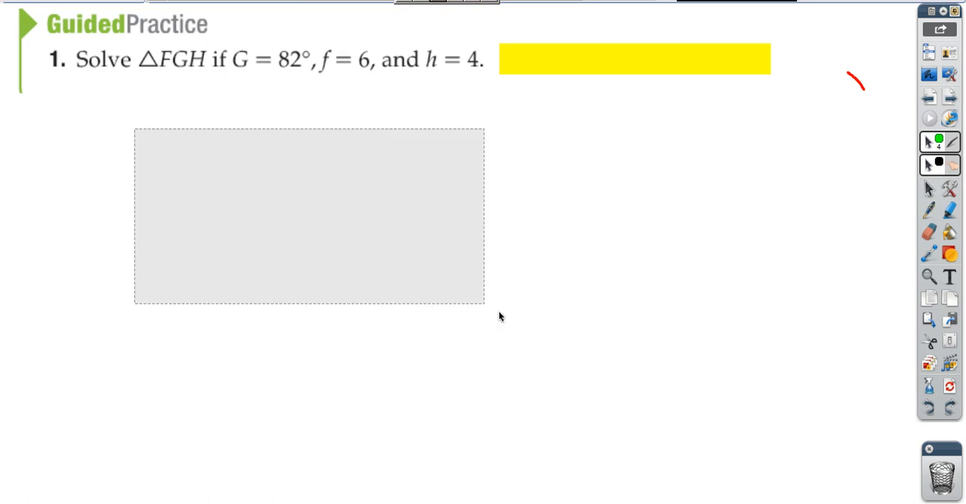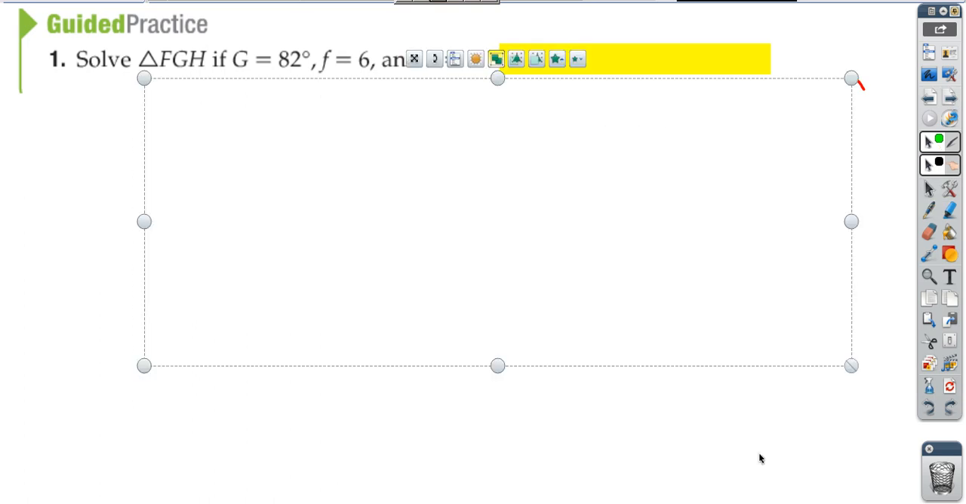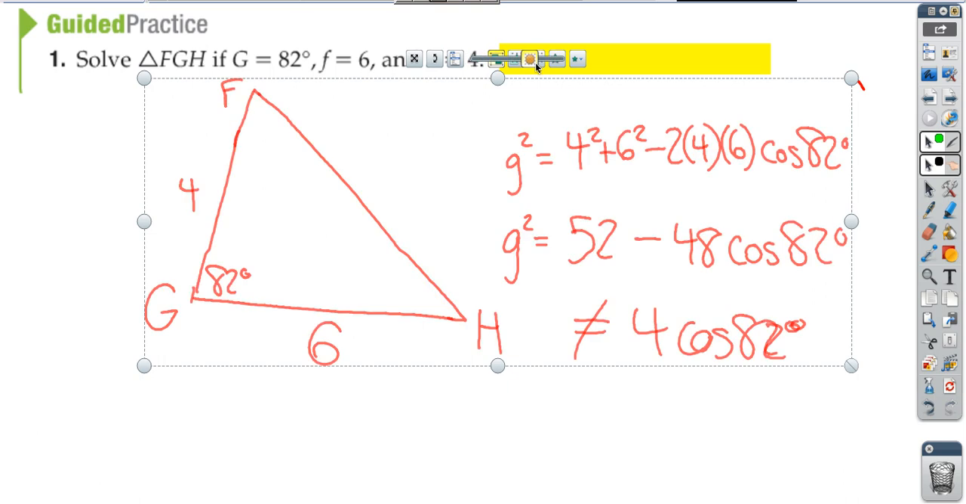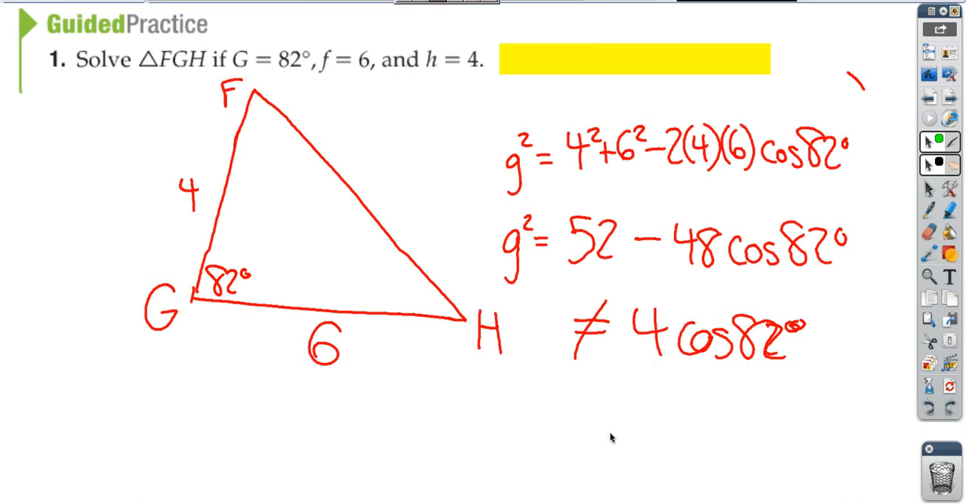If they don't give you a picture, which they didn't here, what you can do is you can just draw the picture. So you can see I drew it right there, as long as you're fairly accurate, and then the setup is still the same. So you can see how that was plugged in, and again, just to note, down here, 52 minus 48, you can't do this. You can't. That's an order of operation.